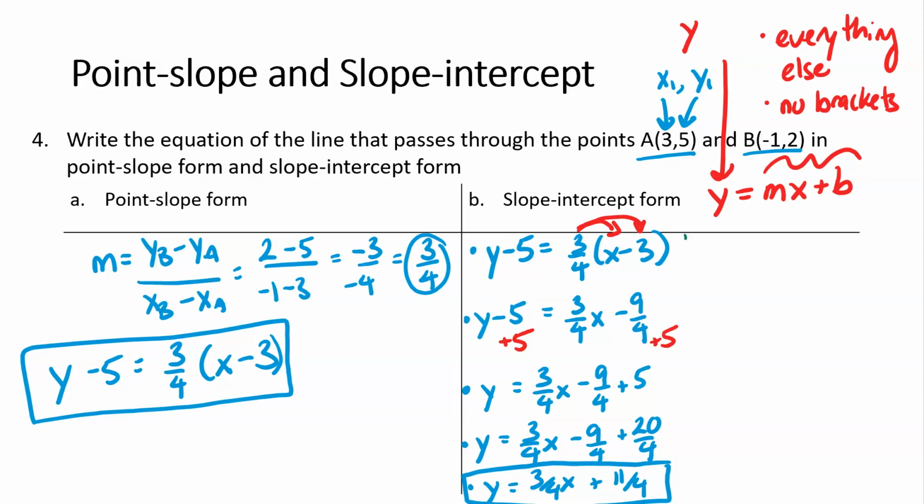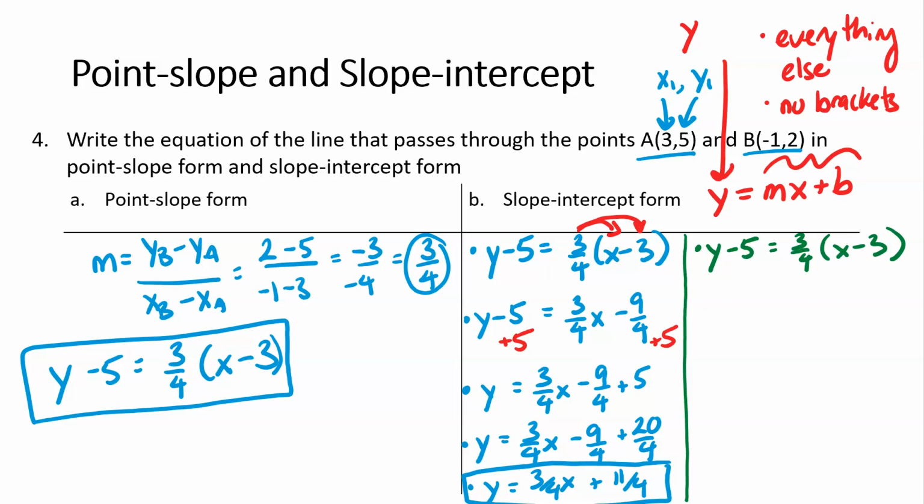Okay, what if you don't like playing around with fractions? You can get rid of the fractions first by multiplying by the denominator. What do I mean? Let's do this again. This time we're going to eliminate the fractions as our first step. So we have y minus 5 equals 3 over 4 times (x minus 3). So that's our starting point, the point-slope form.